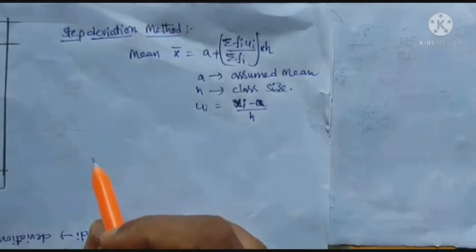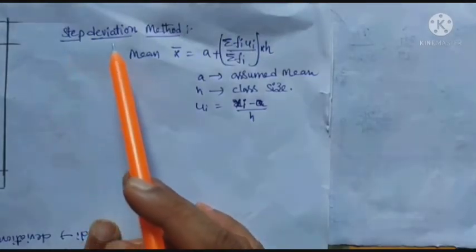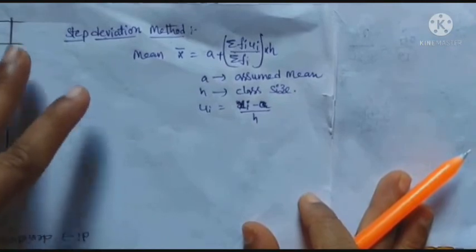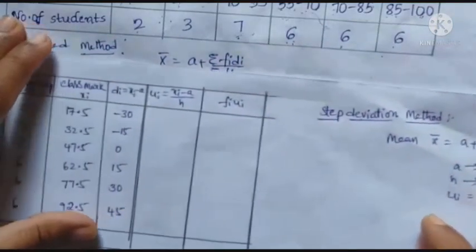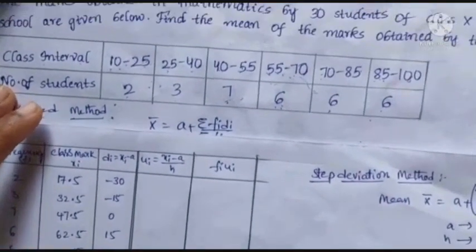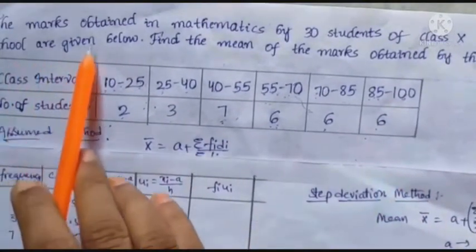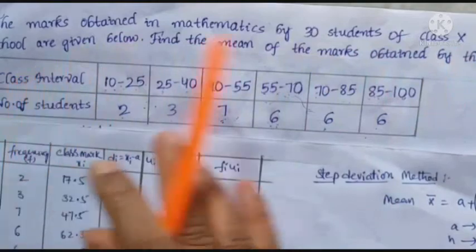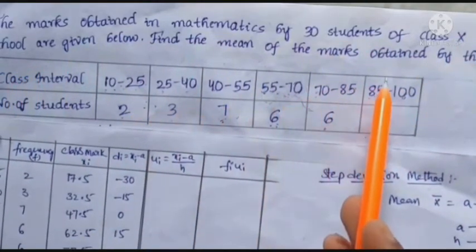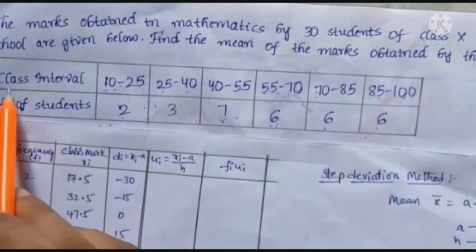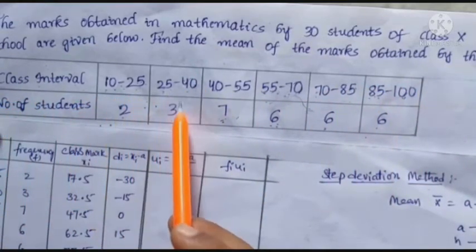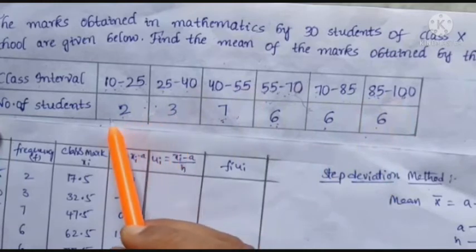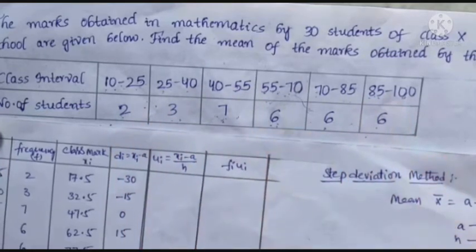Now we learn how to find the mean by using the step deviation method. Let us consider the example which we used for the previous method. The marks obtained in mathematics by 30 students of a class of a certain school are given below. Find the mean of the marks obtained by the students. Class intervals 10 to 25, 25 to 40, 40 to 55, 55 to 70, 70 to 85, 85 to 100. Frequencies are 2, 3, 7, 6, 6, 6.